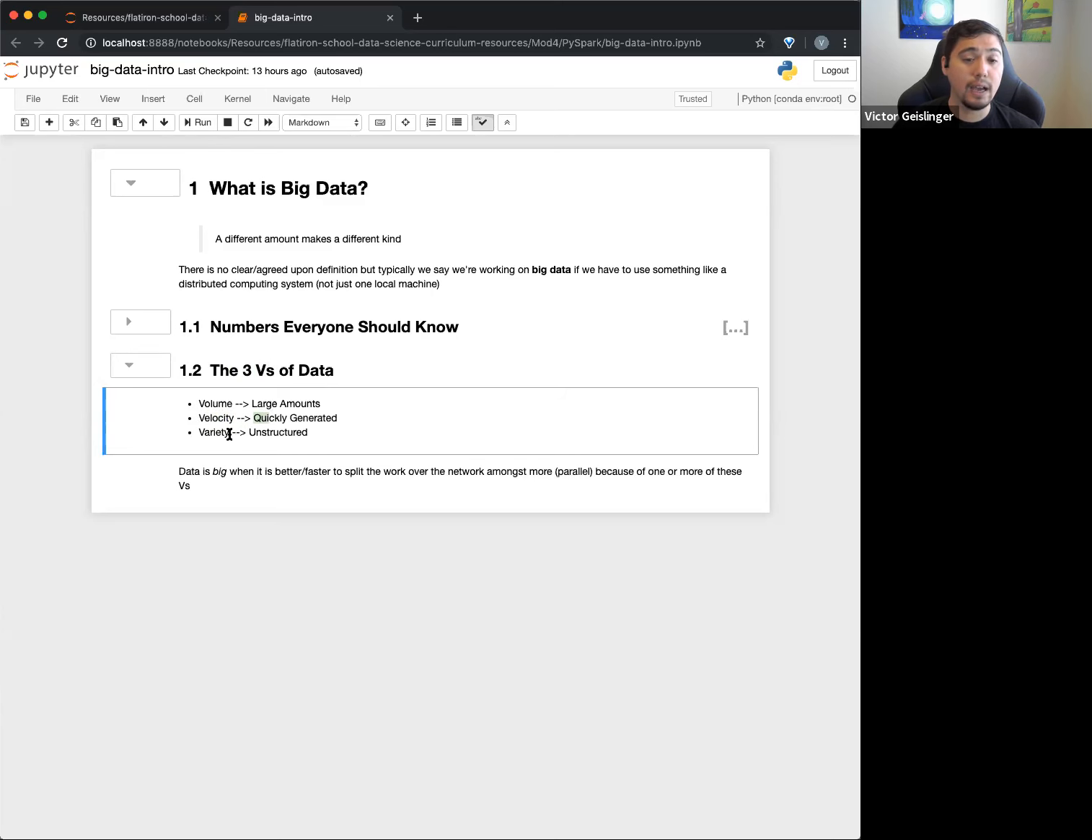And then variety, unstructured. This is actually really interesting. You might have heard of data warehouses. Have you heard that term before? Maybe in passing, maybe you don't know what it is. Data warehouses basically hold a large amount of data in a structured format in some way.